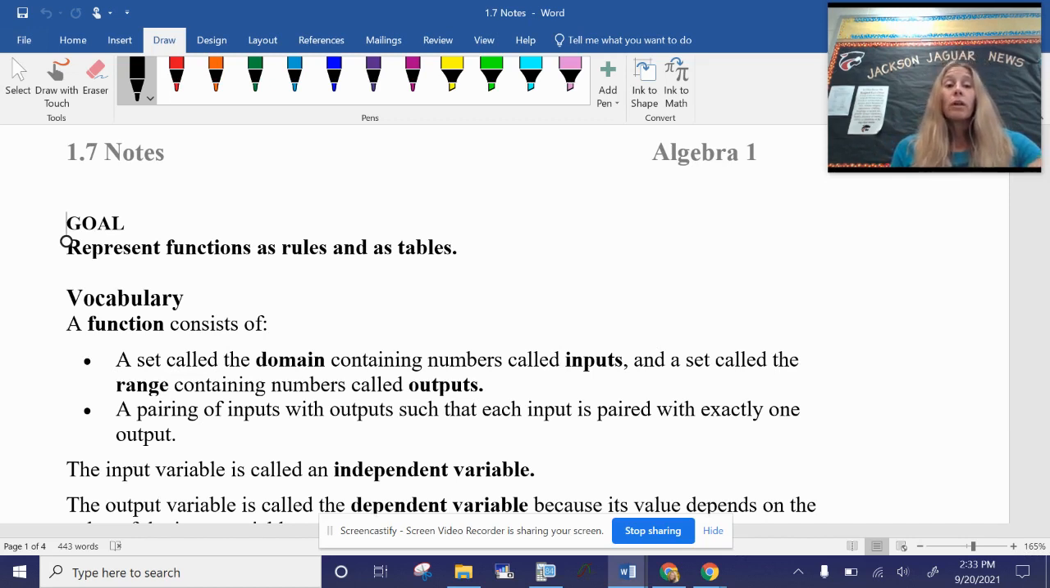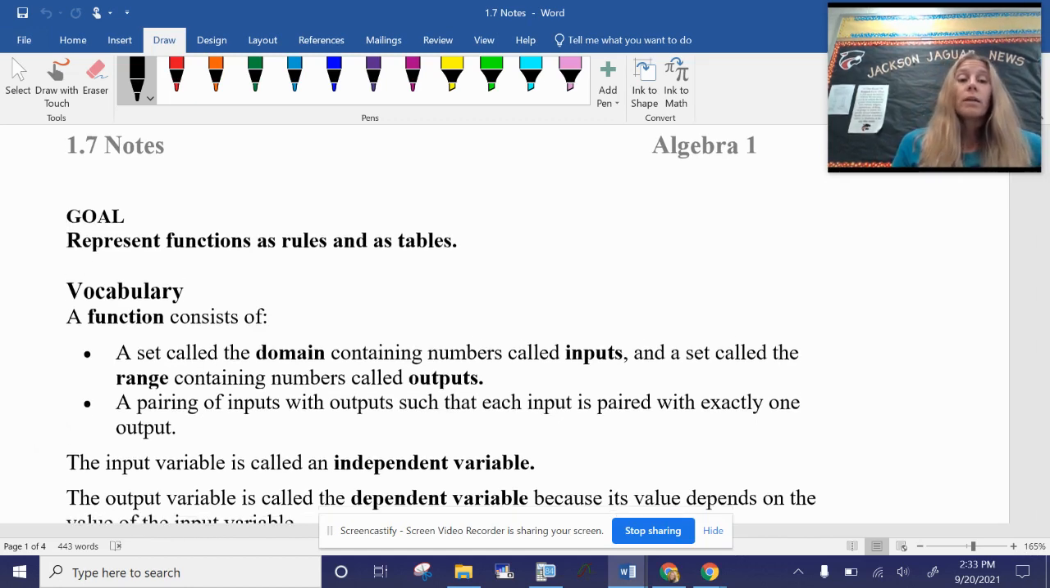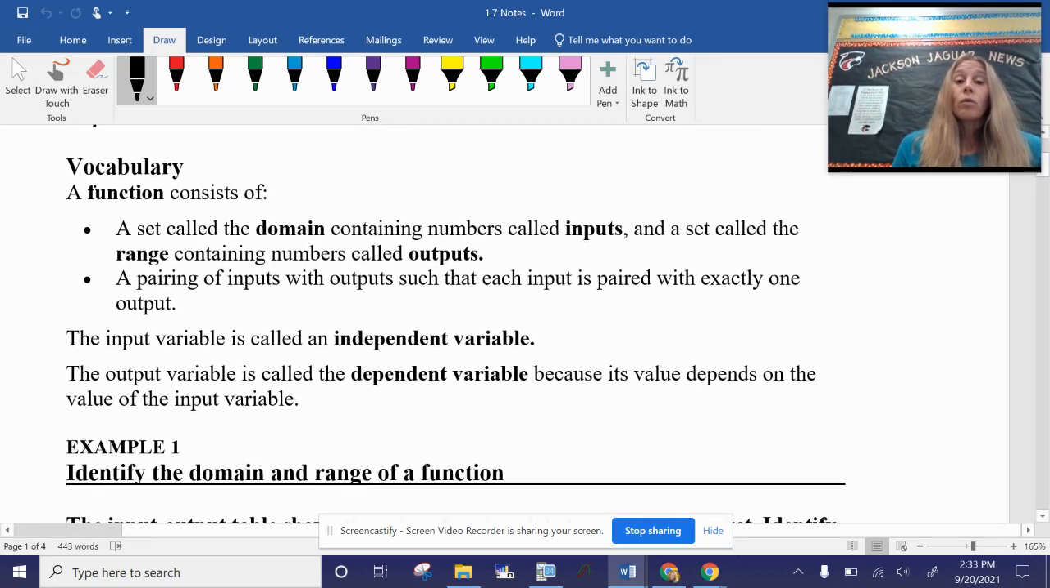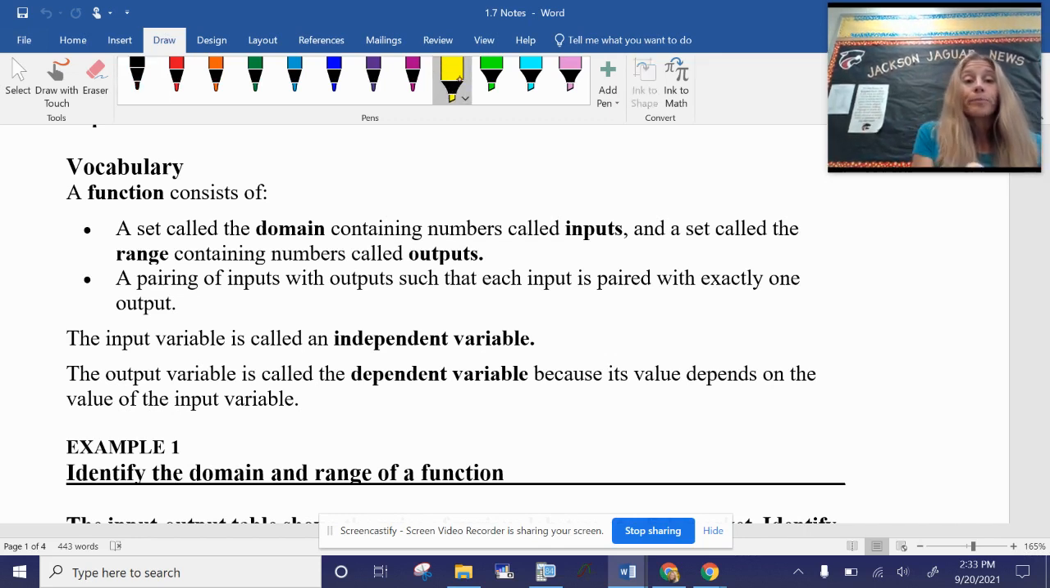Now, a function, on the other hand, is when the first set of data is independent and it determines the dependent, which is the second set of data. A set called the domain or the input numbers, and then there's a set called a range with the output numbers. The input numbers or your domain are going to be your independent variable, and the output numbers, also known as your range, will be the dependent variable.